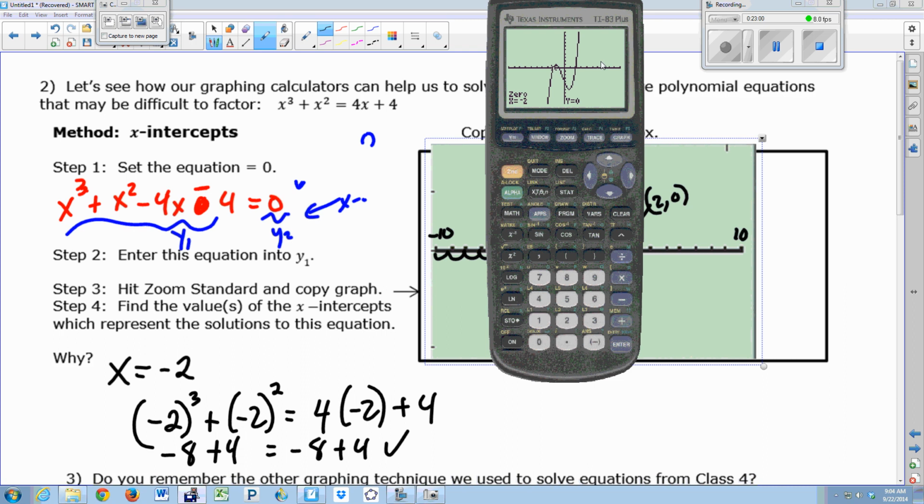Another way to do it is look at your table. If you've got a nice integer value like this, your table should show you. So you do second table set. Let's say we're going to start at negative 10, because that's where the x-axis starts, and we're going to increment by 1. So now you hit second graph, which is your table button, and you go down until you find 0. Let's see, am I lucky to have a nice one? There we go. Negative 2 is one of the solutions, negative 1 is one of the solutions, and 2 is one of the solutions. Yep.